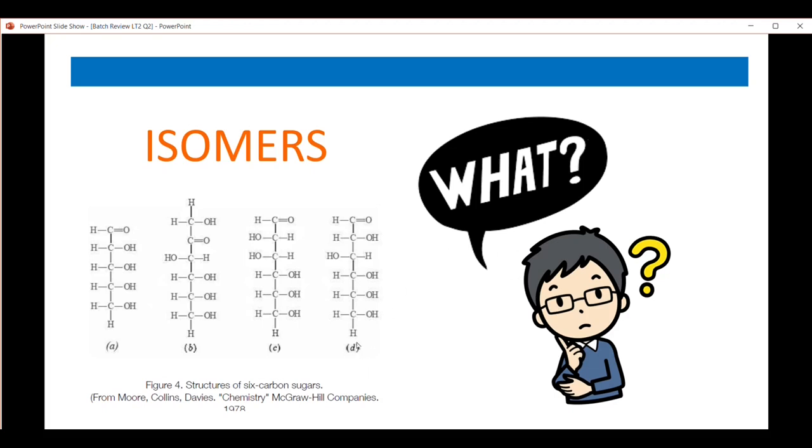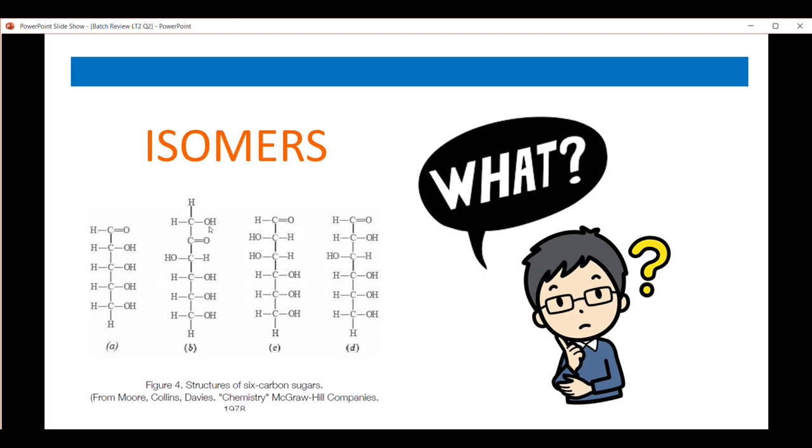Just like in the letter D, the double bond O is at the end of the carbon chain, and then they have differences in the position of their OH. For example, for this one, it's on the right side on the second carbon, while the other one, letter C, the OH is on the left side of the second carbon.